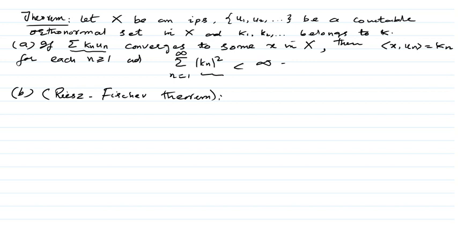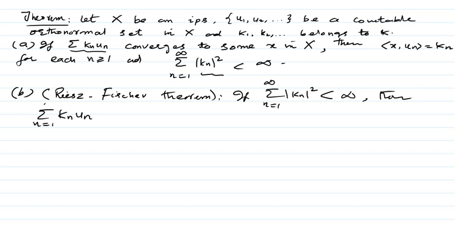Okay. This second part is the Riesz-Fischer theorem. It is actually the converse of part A. It states that if this series, the sum of Kn squared from 1 to infinity, is finite, then the series Kn Un, n from 1 to infinity, converges in X. So this is the converse of part A.